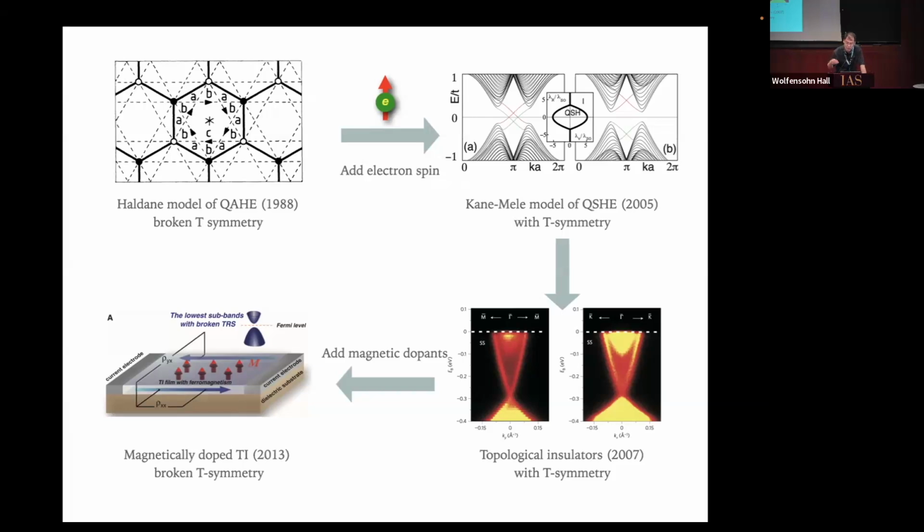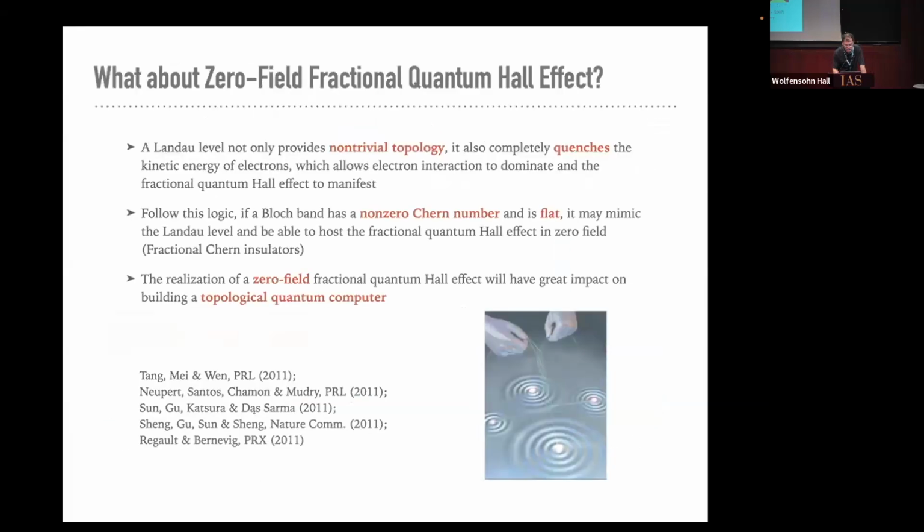Okay, so that's the story of the integer quantum Hall effect. So the question naturally is then: what about the zero field fractional quantum Hall effect? As it turns out, a Landau level not only provides a non-trivial topology, but it also quenches the kinetic energy of the system. So in that case, the interaction really becomes the dominating factor in the physics problem, and the fractional quantum Hall effect can manifest.